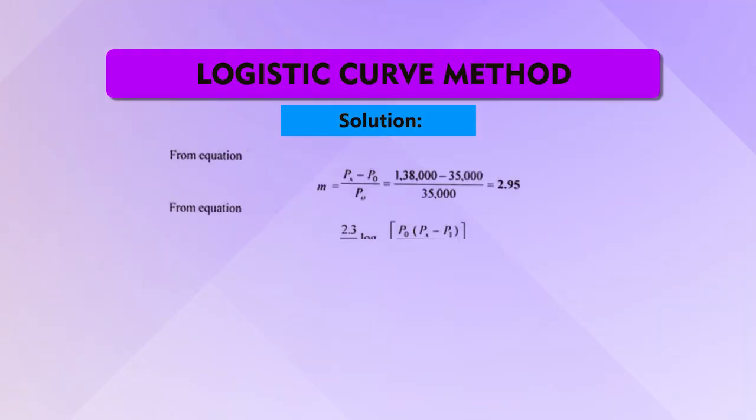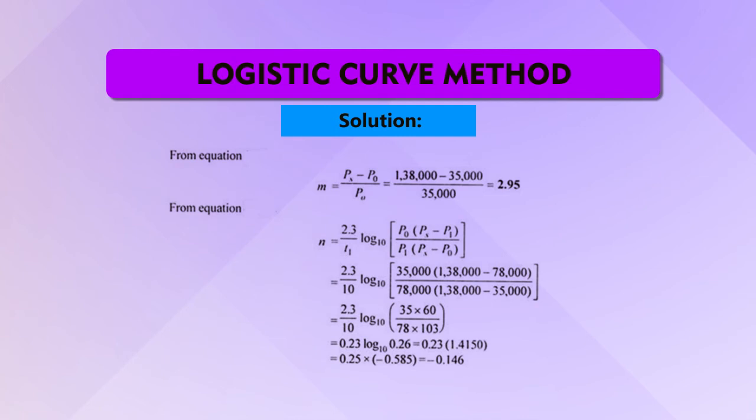Now from the equation we calculate the value of m: m is equal to Ps minus P0 divided by P0. The answer comes 2.95. The constant n is equal to 2.3 divided by t1 into log10 of P0 into Ps minus P1 divided by P1 into Ps minus P0. Putting all these values here, the answer comes n is equal to minus 0.146.